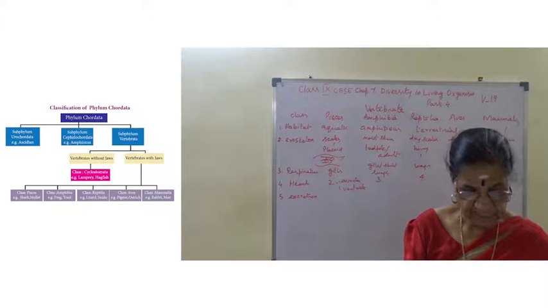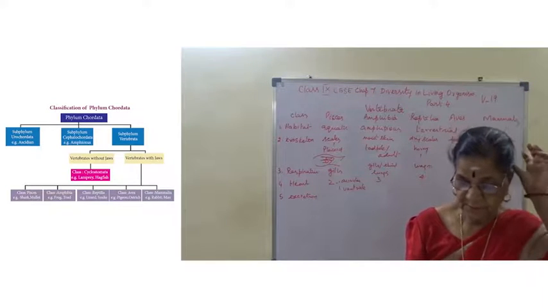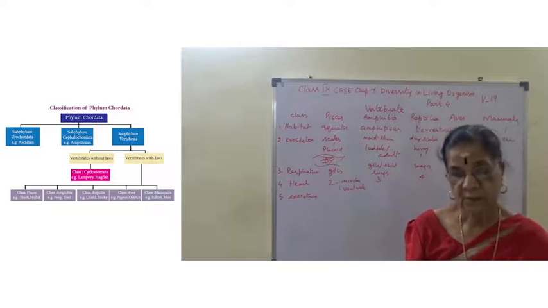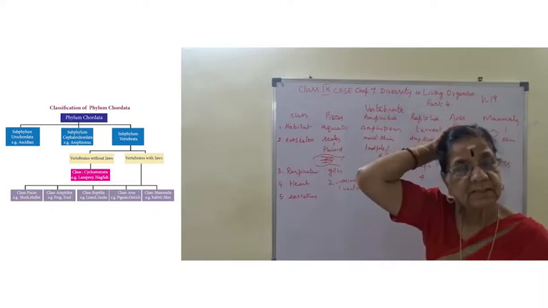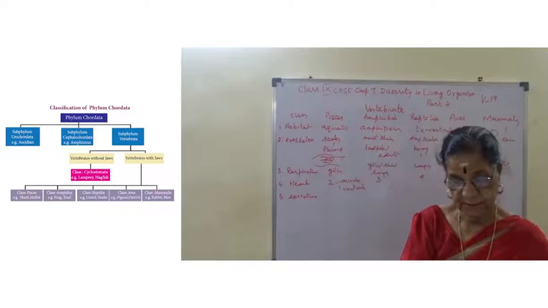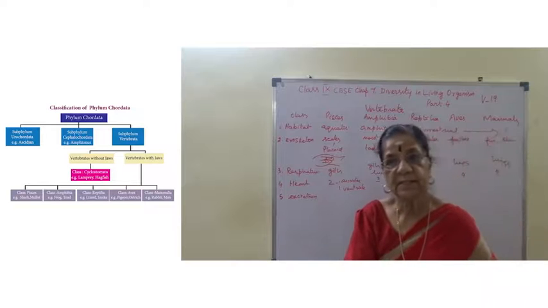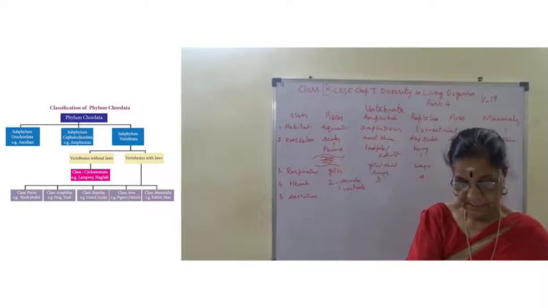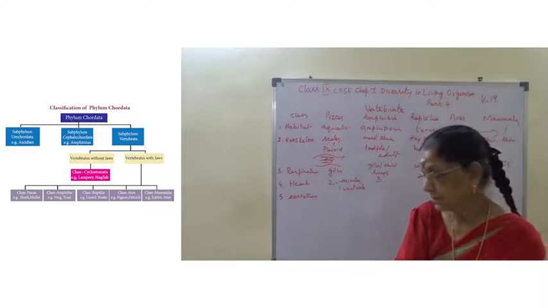Then class amphibia. These animals differ from fish in the lack of scales, having mucus glands in the skin, and moist skin, and a three chambered heart. Respiration: gills in the tadpole form and lungs in the adult form. They lay eggs, again with external fertilization.